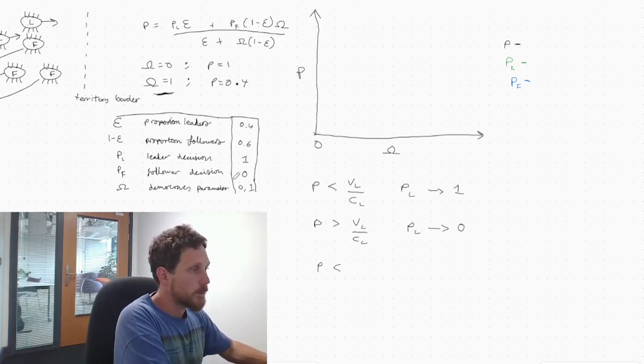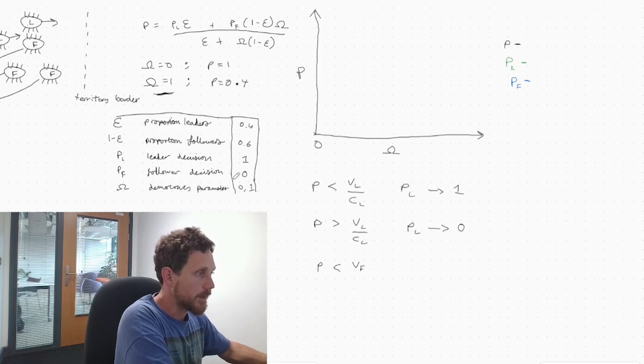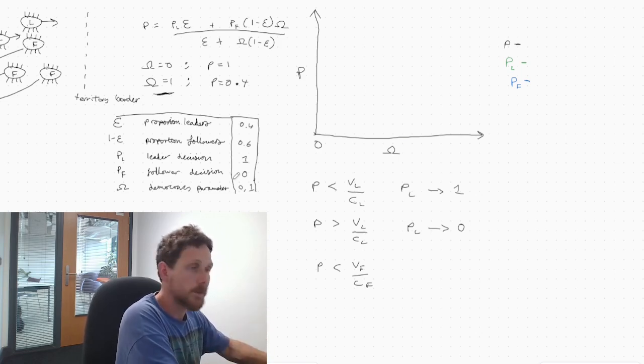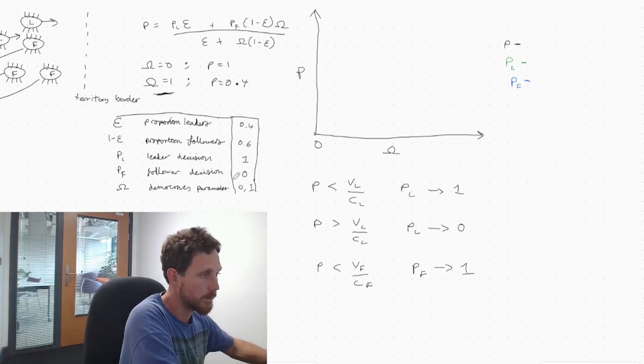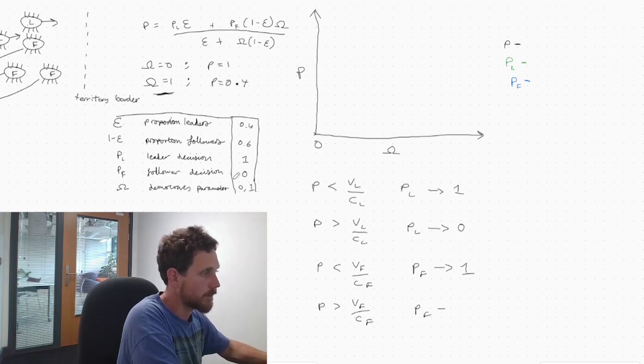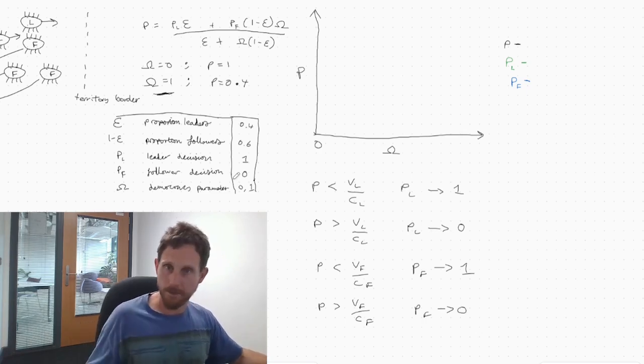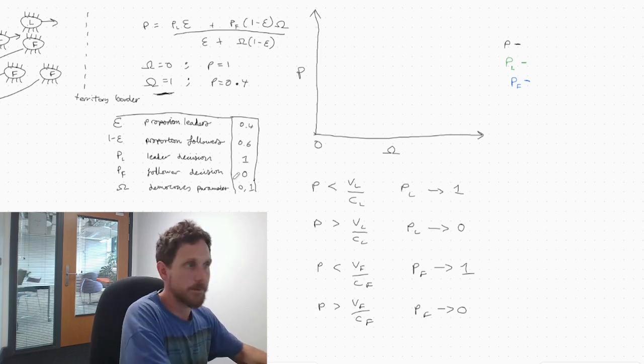Same can be said for followers. When P is less than the critical threshold, so now think of this as maybe when P is low, they're really likely to encounter a dove group where it's lower than this critical threshold. So the followers in this case would prefer to play hawk if the population is playing lower than their threshold. But if the population is more aggressive than their critical threshold, then they evolve towards 0. So it's really critical, VL over CL and VF over CF.